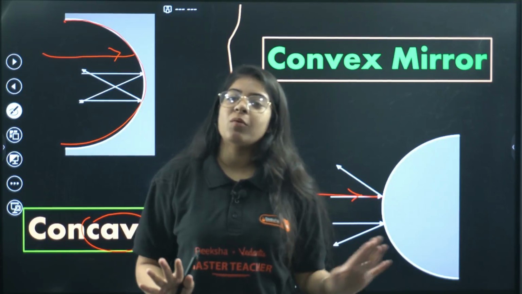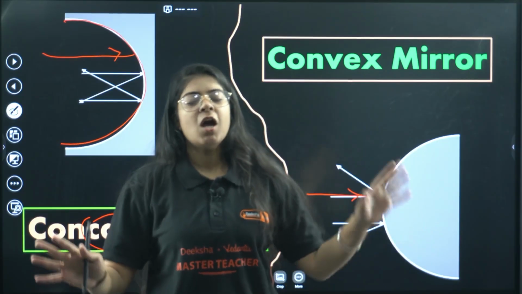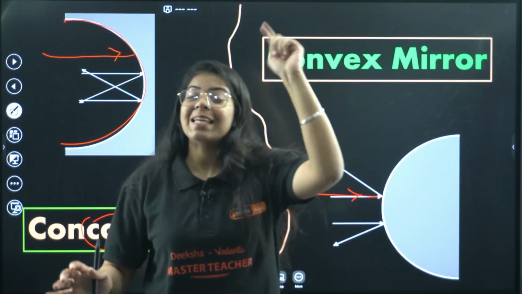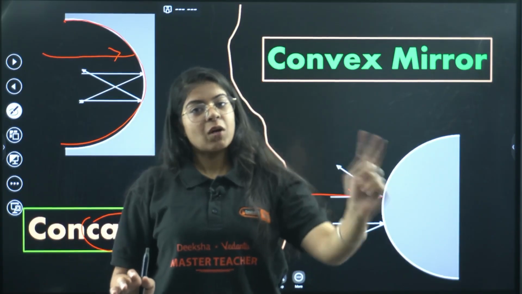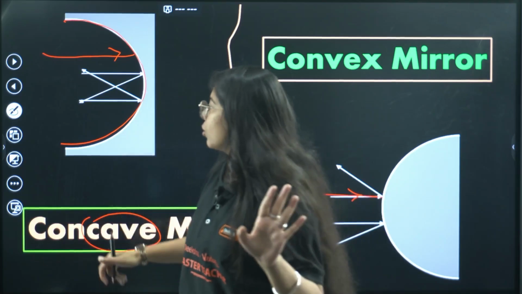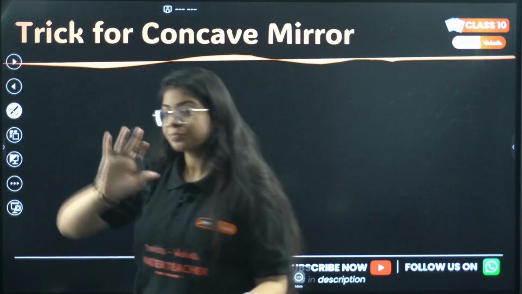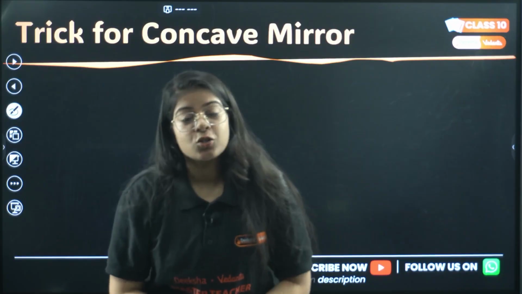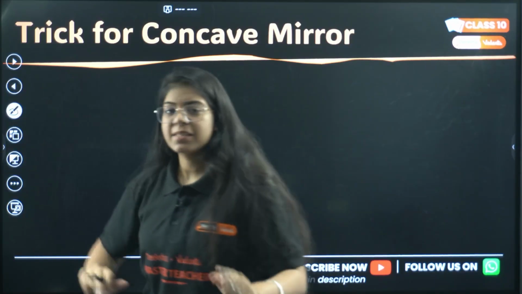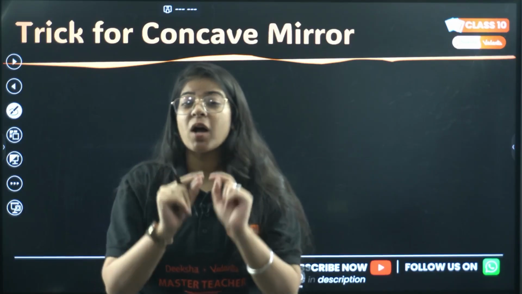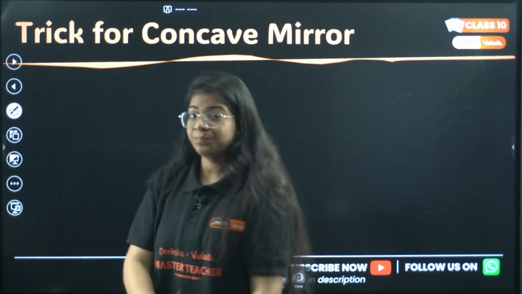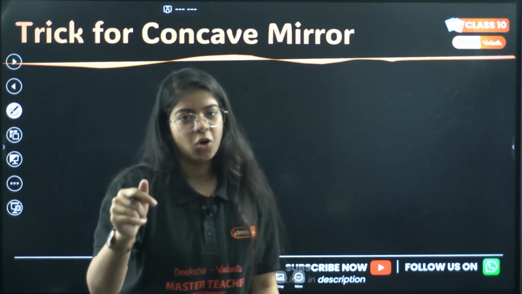Now you will remember what is concave mirror, what is convex mirror. Concave means cave, and my light is going inside the cave. Okay, that is concave, and then you can just flip the mirror and you will know what is convex. Now, the trick to solve concave mirror. I'll give you one very important trick to solve every case of concave mirror. And you'll thank me in the comment section.